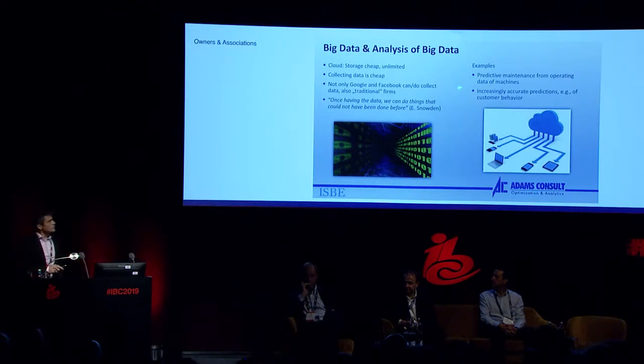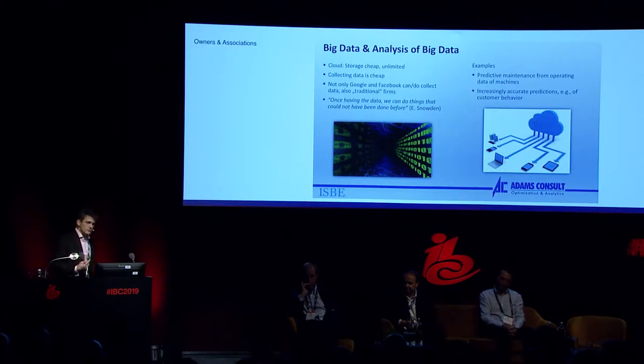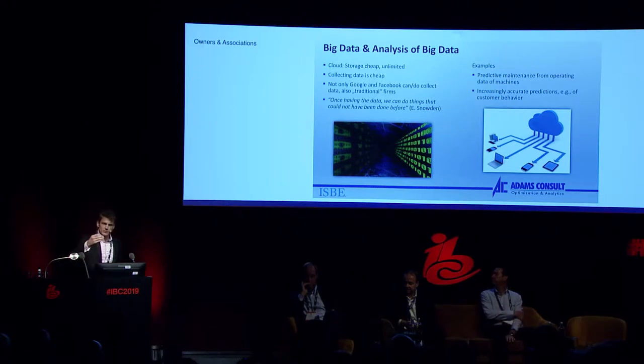For us, that means predictive maintenance from operating data of machines. We call that proactive network maintenance. We can apply mathematical optimization techniques to that, but to any other process that develops in time. Or we can do increasingly accurate predictions of our customer behavior, for example, if we want to sell a new service. It would be good to know where to optimally place that.